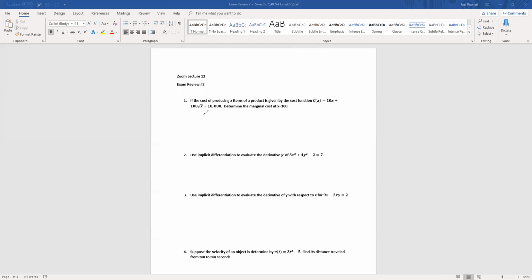And we know that the cost function is 10X plus 100 on the square root of X, but I'm going to rewrite that as 100 times X to the power of 1/2, because X to the power of 1/2 is the same thing as the square root of X, but writing it this way will allow me to use the power rule more directly. Plus 10,000.